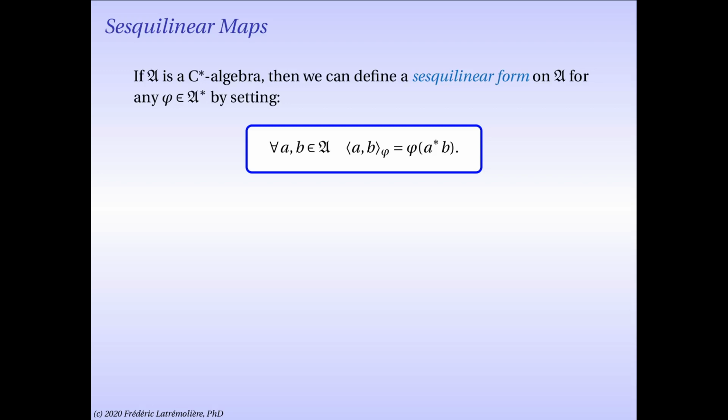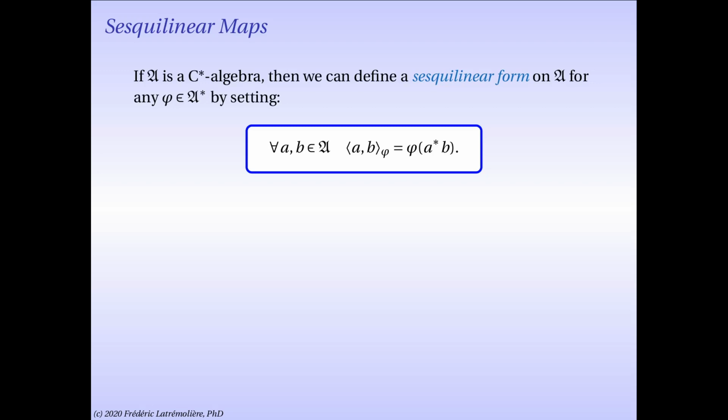To do so, I want to study certain sesquilinear forms on C-star algebras defined using linear functionals of a C-star algebra and the adjoint operation. So concretely, let's fix some C-star algebra and let phi be some continuous linear functional on that C-star algebra. For any two elements a and b in the C-star algebra, I define the pairing of a and b as the scalar phi of a star b.